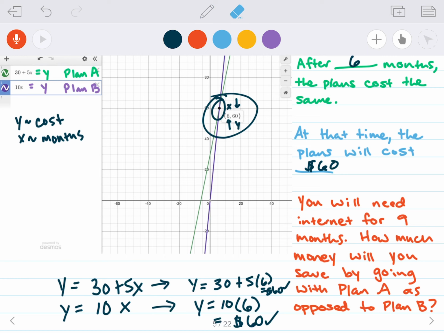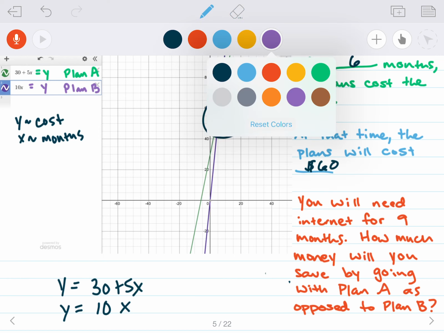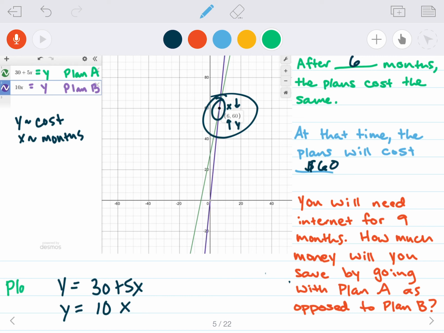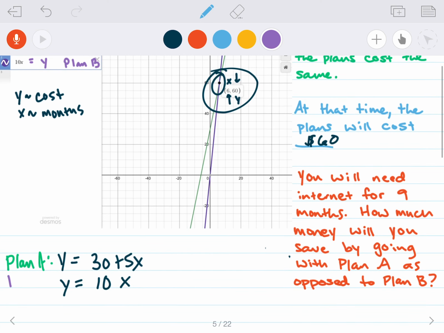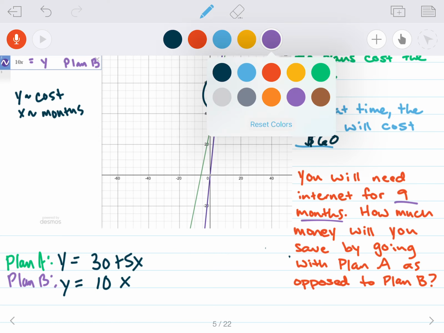Okay, so the next question says you will need internet for 9 months. How much money will you save by going with plan A as opposed to plan B? So keep in mind that this is the cost for plan A, and the cost for plan B is 10x. So we want to see what happens at 9 months for both of these. How much is it going to cost for plan A versus plan B?